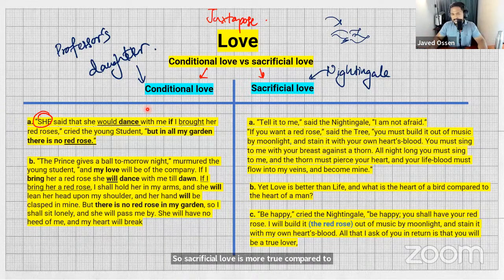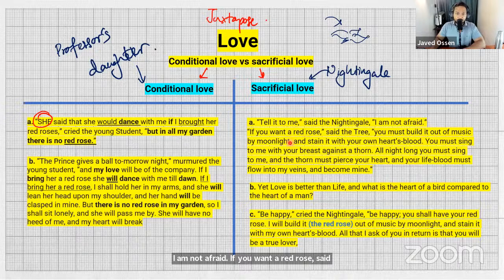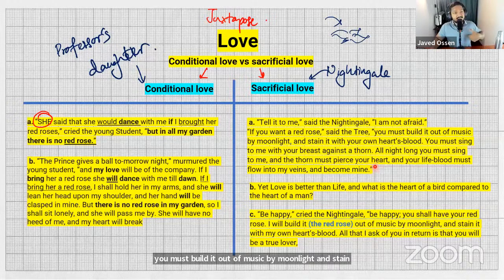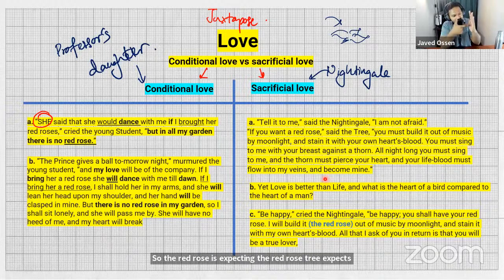The nightingale. Tell it to me, said the nightingale. I am not afraid. If you want a red rose, said the tree, you must build it out of music by moonlight and stain it with your own heart's blood. You must sing to me with your breast against a thorn. All night long you must sing to me, and the thorn must pierce your heart, and your life blood must flow into my veins and become mine. So the red rose tree expects the nightingale to pierce her heart.